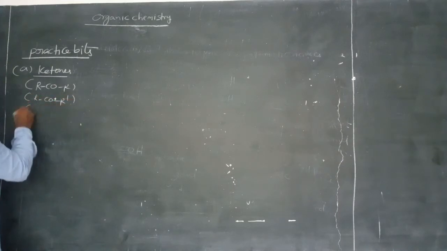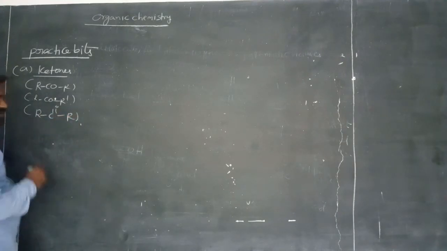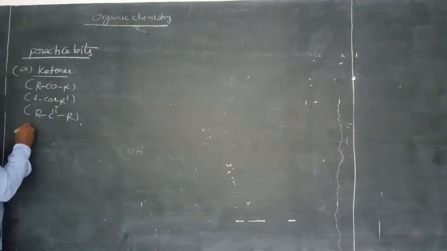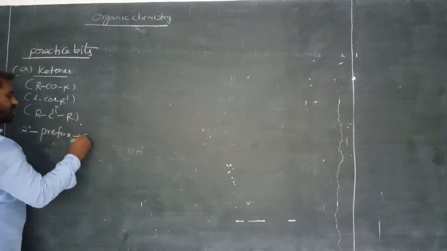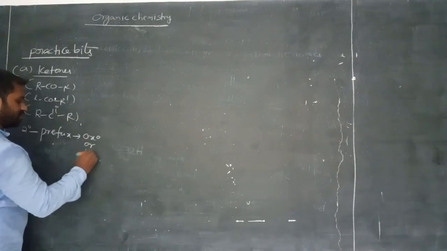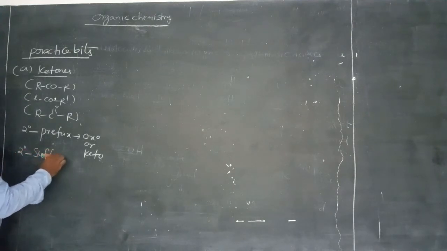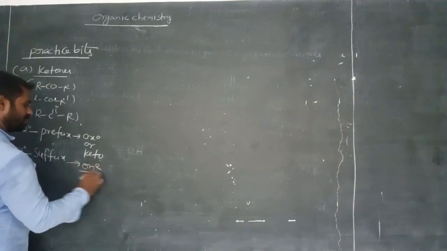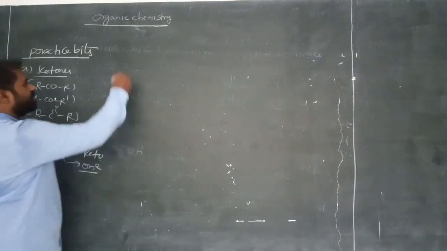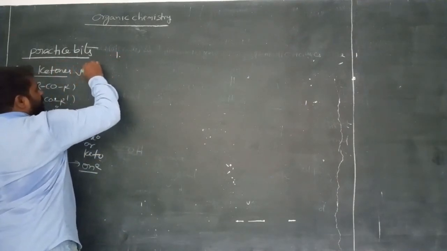RCOR. You can also represent this as R-C double bond O-R. This is ketone. Ketone as a secondary prefix, as substituents, we call it oxo or keto. But as the main functional group, that is the secondary suffix. Keto group as main functional group, we call it -one. Remember this. Okay, so let's try some important examples regarding this. Very, very important from the exam point of view.